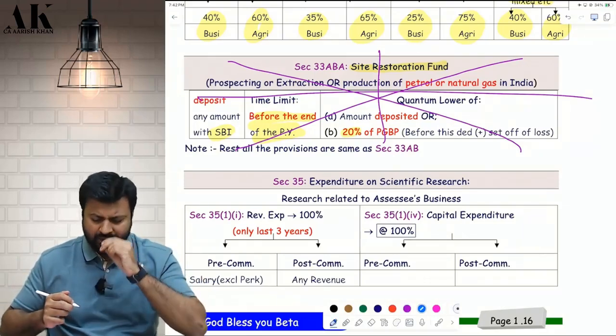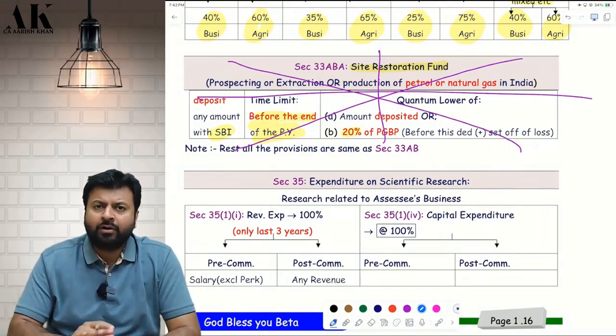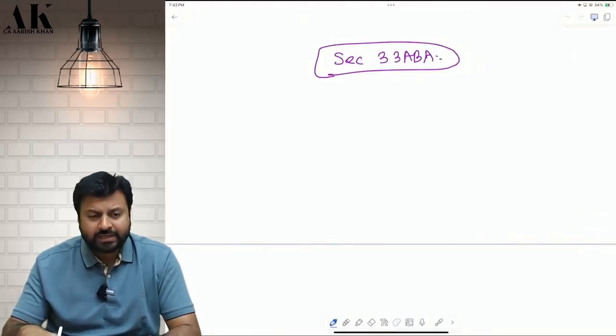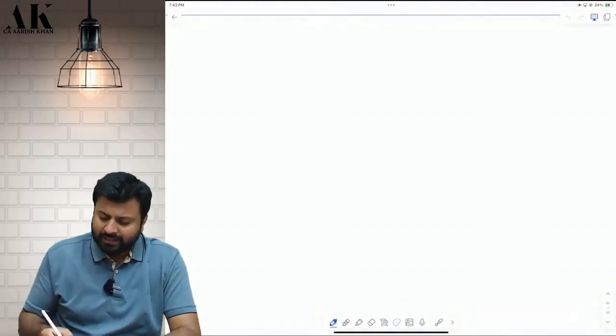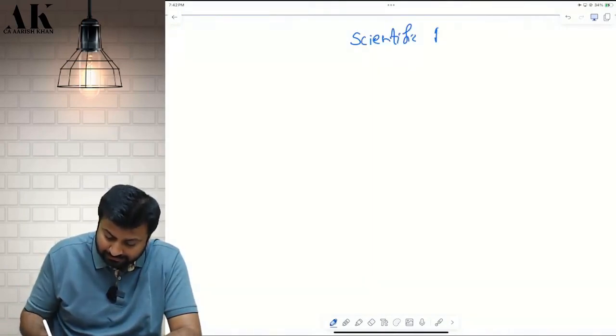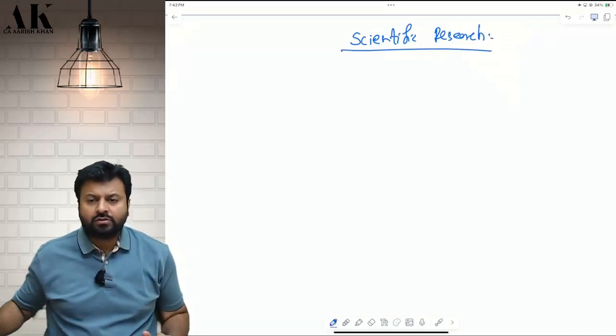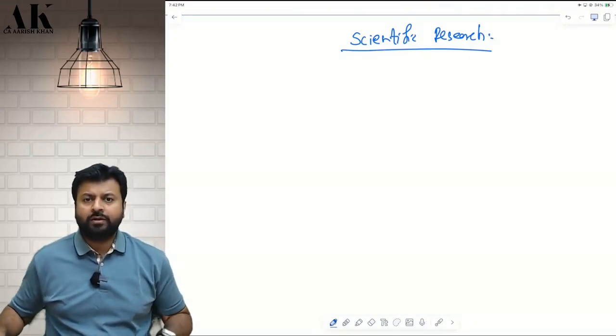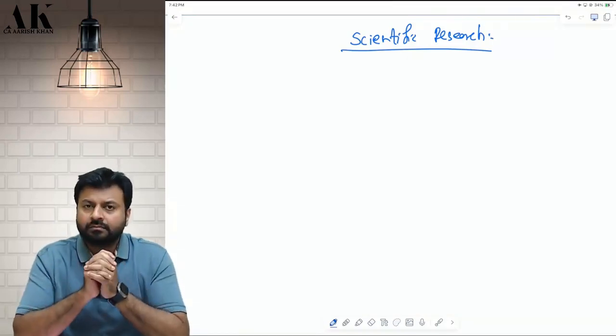So now we are moving towards our second important sector for the day. So let's move on to the second very important sector for the day, and that is scientific research sector. Which sector? Scientific research. Okay. So if you are engaged in scientific research, the government is going to give you great benefits under the income tax law.